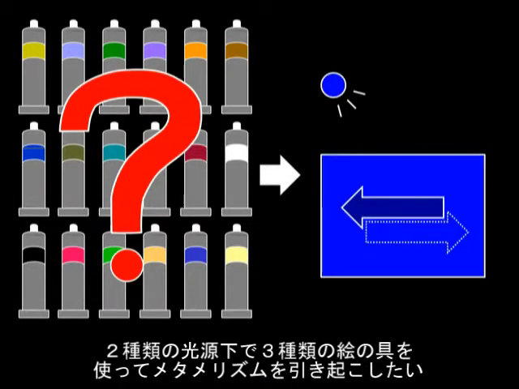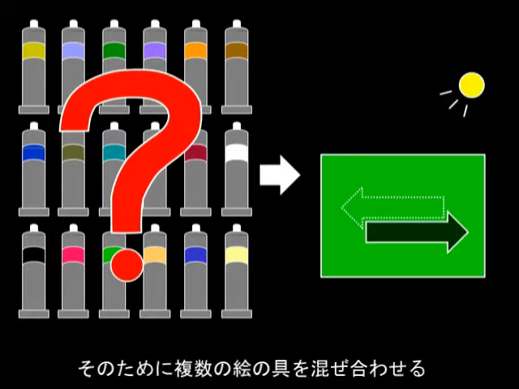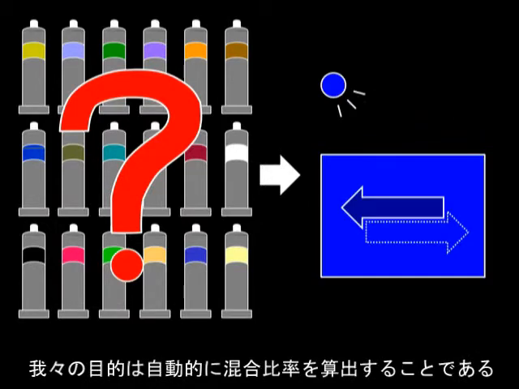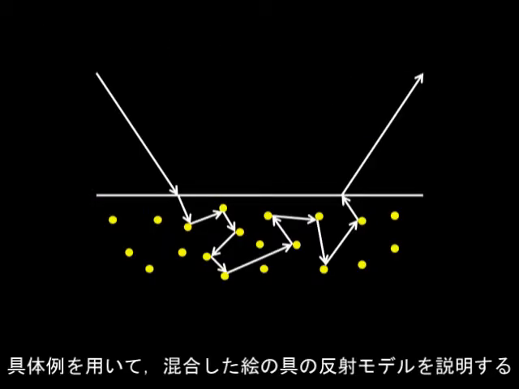We want to excite the metamerism using two lights and three paints. We mix multiple paints to excite the metamerism. Our purpose is to automatically estimate the mixing ratio of paints. Using a particular example, we explain our reflection model of mixing paints.